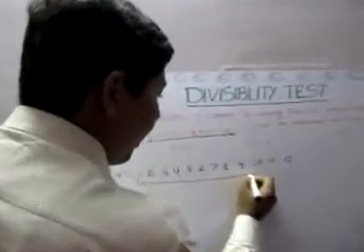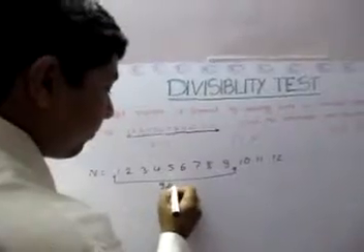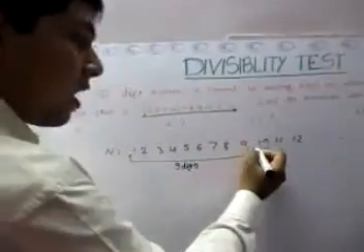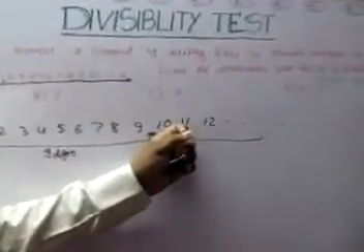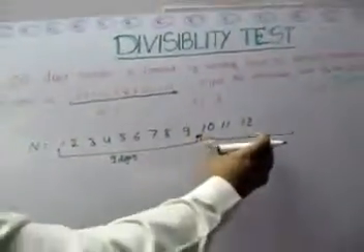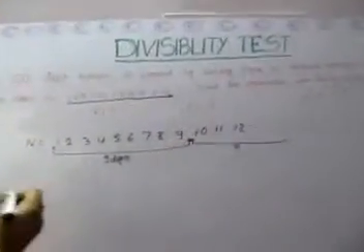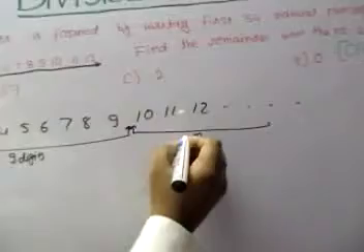So from 1 to 9 we have already used 9 digits. After 9 each number takes 2 digits. 10 has 2 digits, 1 and 0. 11 again has 2 digits, 1 and 1. 12 again has 2 digits, 1 and 2. That means after 9 each number takes 2 digits. Let us suppose after 9 we have n more numbers. N more numbers means 2n digits.